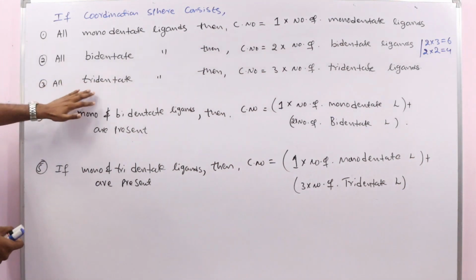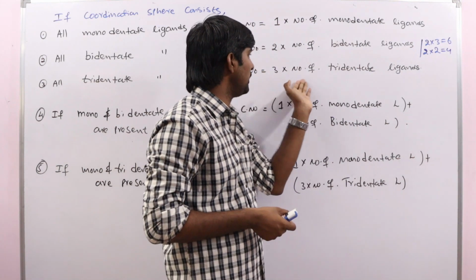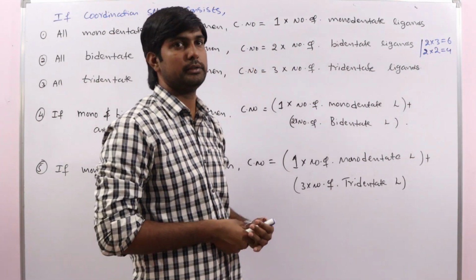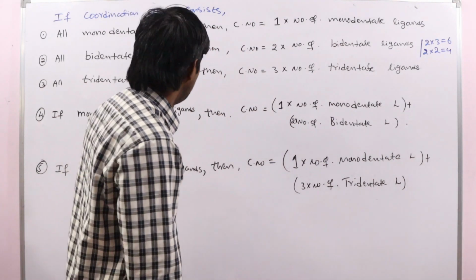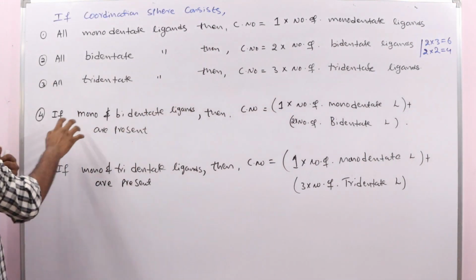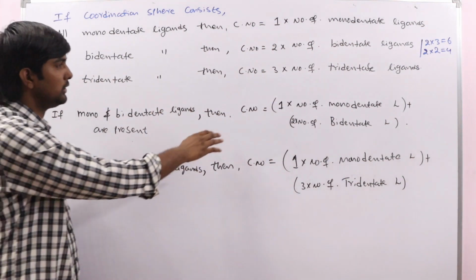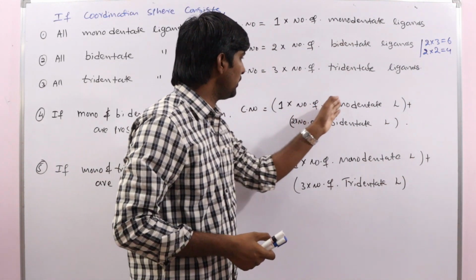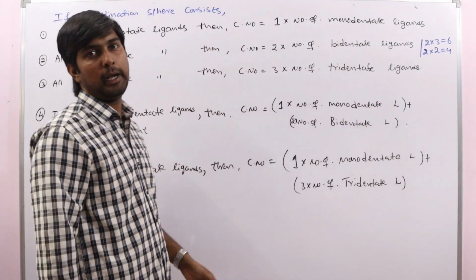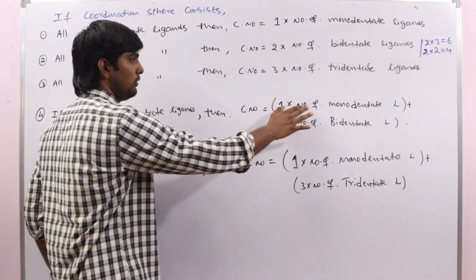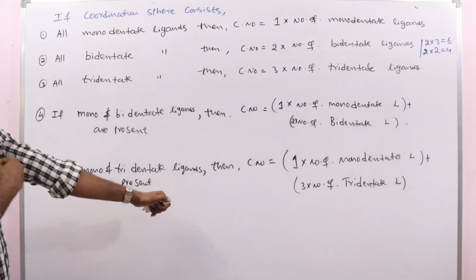In the same way, if all are tridentate ligands, then coordination number is equal to 3 into the number of tridentate ligands. Next, suppose mono and bidentate ligands are present, then coordination number is equal to 1 into the number of monodentate ligands plus 2 into the number of bidentate ligands.